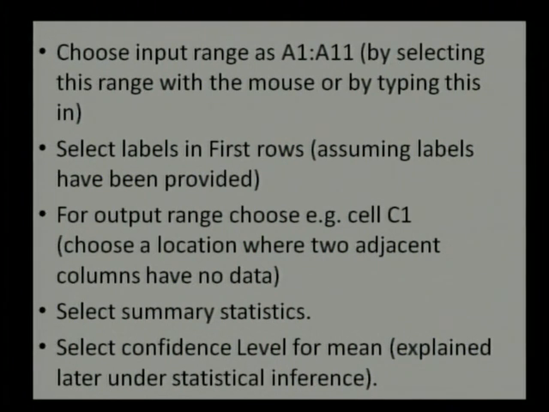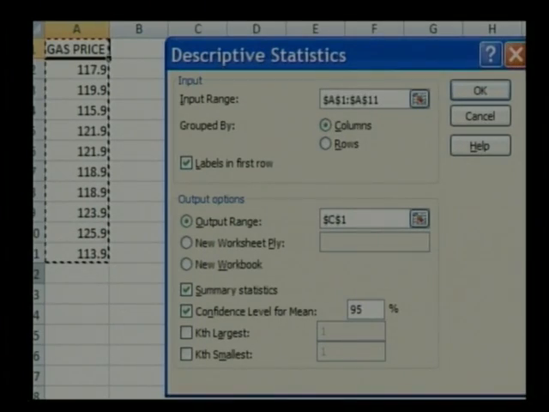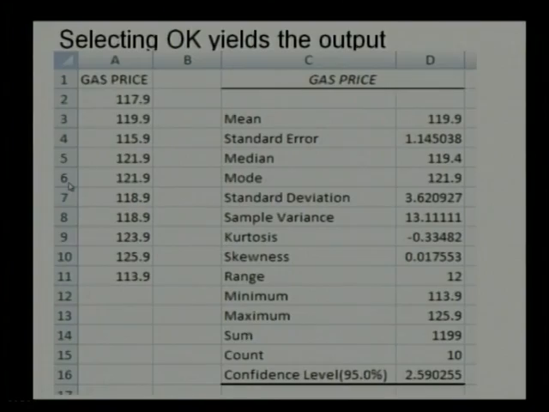So let us have a quick move, and here you can see that $A1 to A11 is the range of the cell values, and the output range means the answer we want at column C1, and with a 95% confidence interval we want the analysis of this particular gas price data. So you can see, friends, that the mean of this is calculated and it is 119.9. The standard error of this data is calculated and it is 1.14 like this.